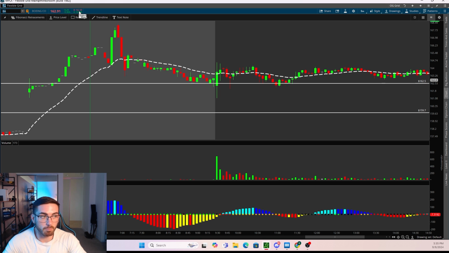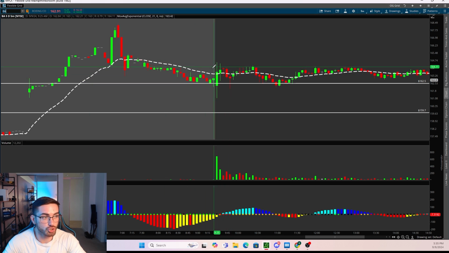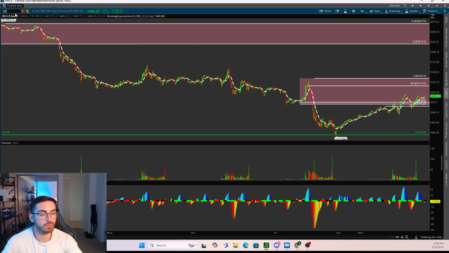But once that bid gets above 162.40 and you start to see strength in the buyers on the bid, that would then confirm a long entry. So that is how I use the level 2 in day trading.